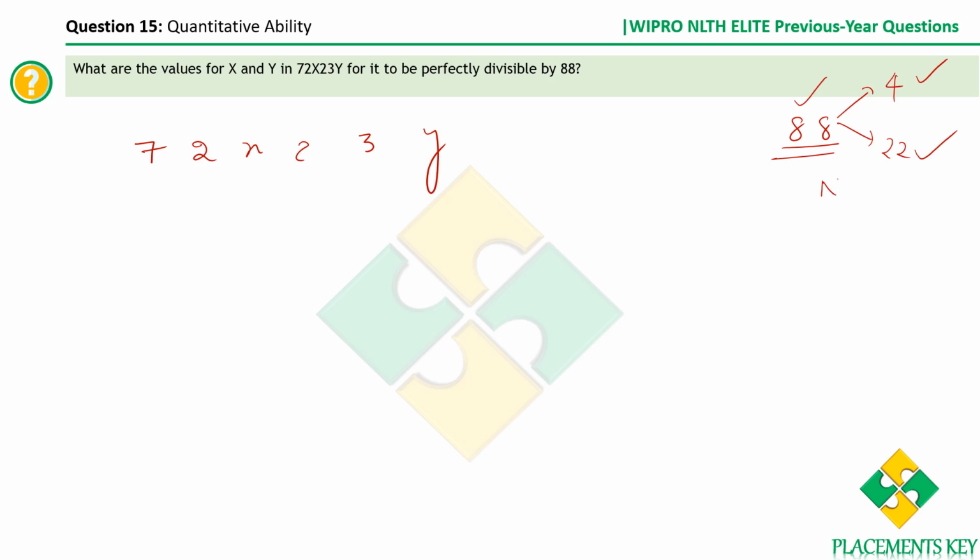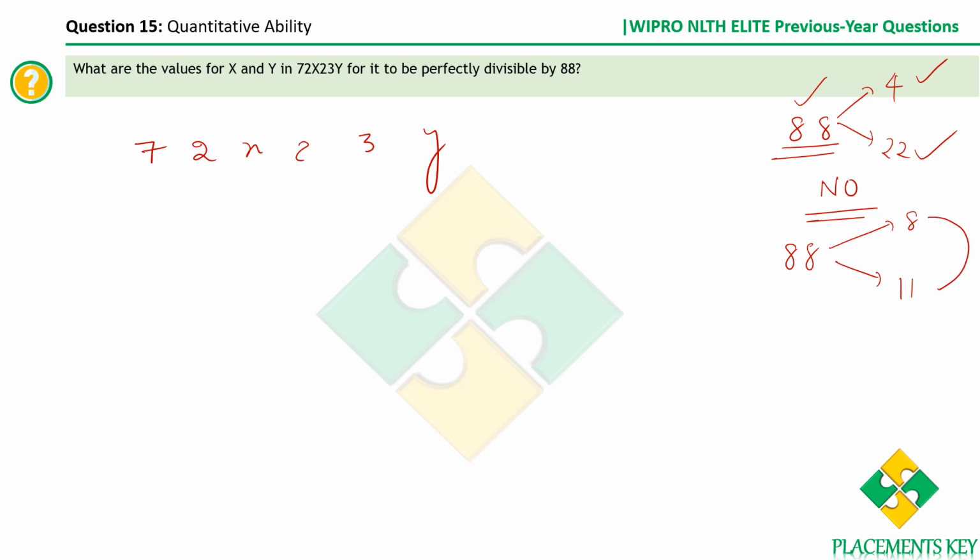No. Please listen carefully. We should not split 88 as 4 and 22 because 4 and 22 are not co-prime. When you are finding the divisibility rule for composite numbers, the numbers should be split as a product of two co-prime numbers. Therefore, 88 should be split as 8 into 11.